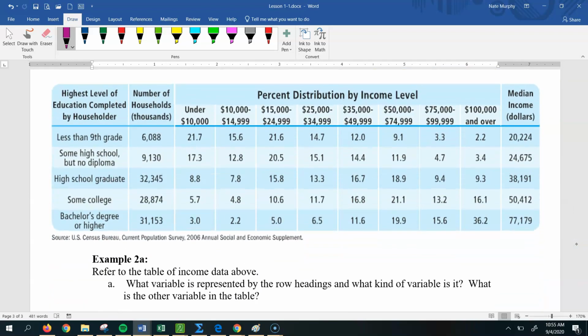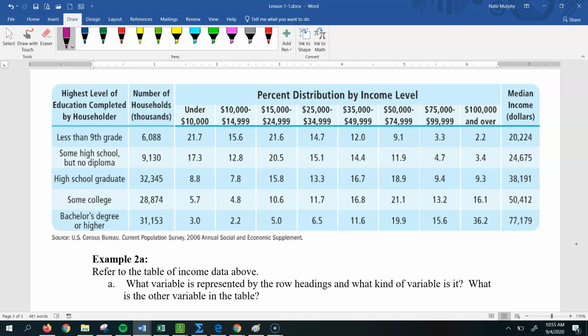All right, so let's end this video. I want you to look at this example. Now there's a lot of information here. So basically what this is doing is looking at the highest level of education completed by a householder. You can see that in the far left column.